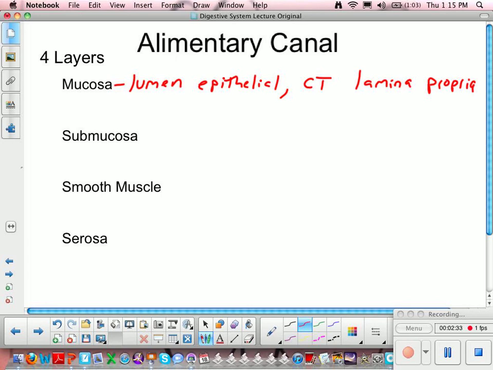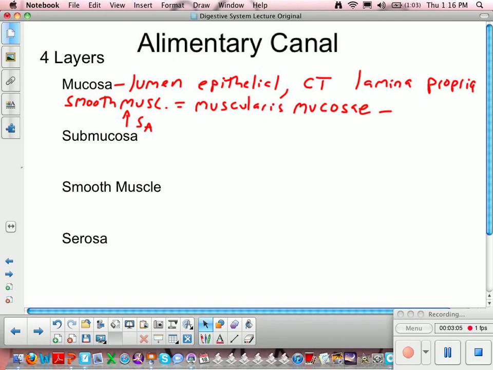And that smooth muscle, part of the mucosa, is called the muscularis mucosae. The mucosa is folded for increased surface area. And remember, we fold anything in anatomy so we can increase the surface area.